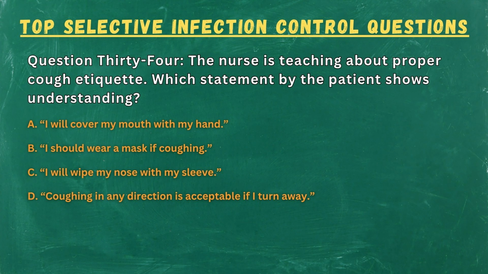Question 34. The nurse is teaching about proper cough etiquette. Which statement by the patient shows understanding? A. I will cover my mouth with my hand. B. I should wear a mask if coughing. C. I will wipe my nose with my sleeve. D. Coughing in any direction is acceptable if I turn away. Answer: B. I should wear a mask if coughing.